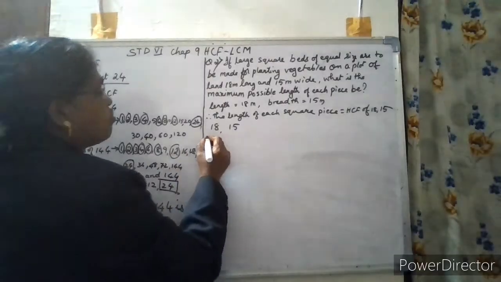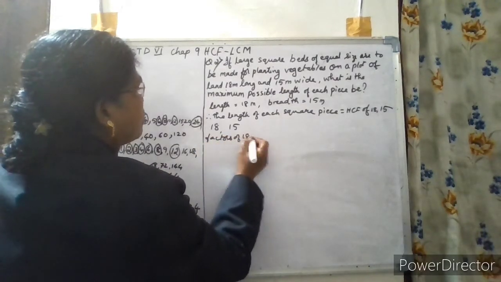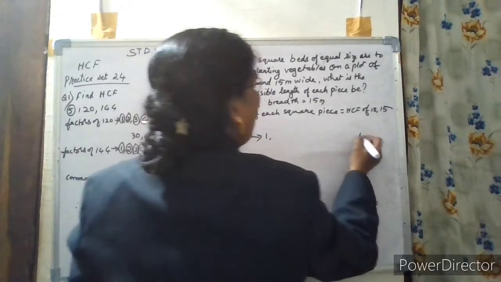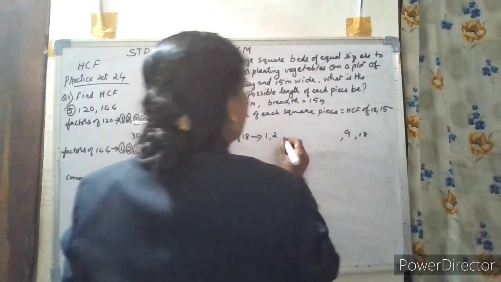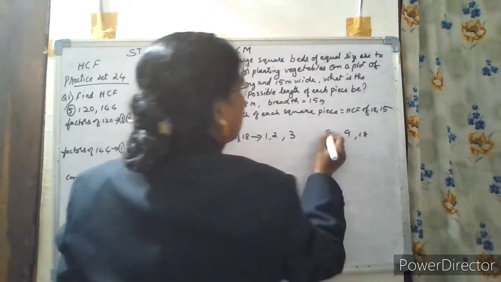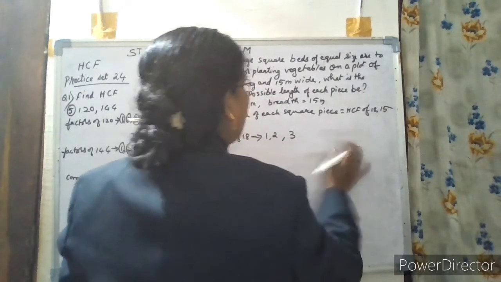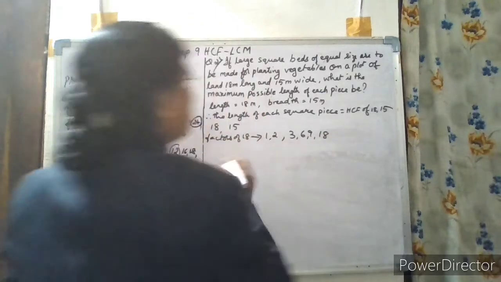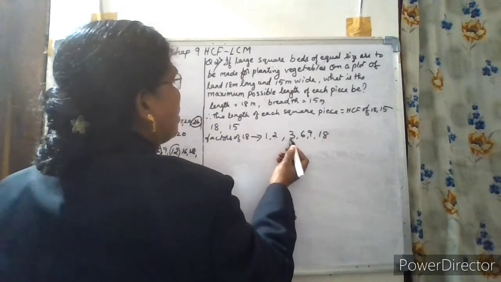So factors of 18, very easy number. 1 18s are 18, then 2 9s are 18, then 3 6 is 18. Between 6 and 3 there is no other number, so this is 1, 2, 3, 6, 9 and 18. This much only numbers we have.